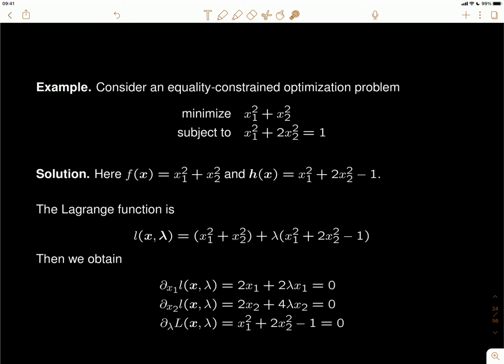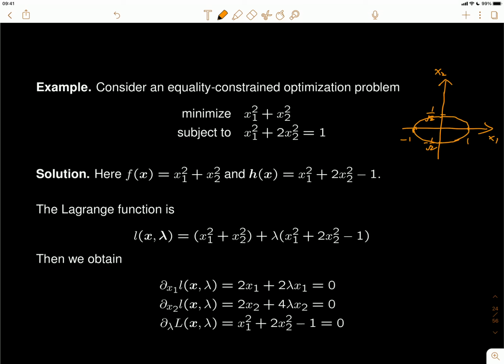Okay, now let's consider another example. Suppose we're trying to minimize x1 square plus x2 square subject to this constraint equals to 1. So geometrically you actually can think the constraint here tells us that the point x1, x2 needs to be on an ellipse, where you want this to be equal to 1. So it will be an ellipse at say 1 here, negative 1 here, and here is 1 over root 2, here is negative 1 over root 2, so we'll have an ellipse here.